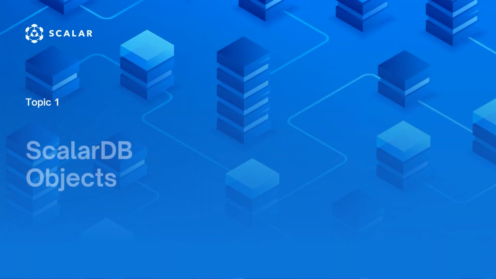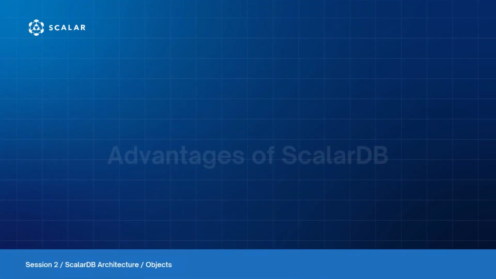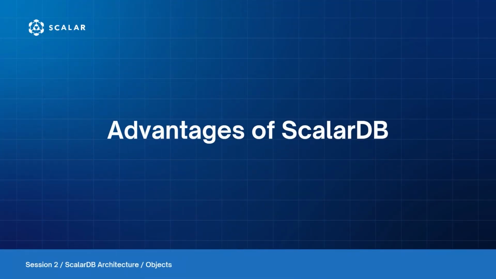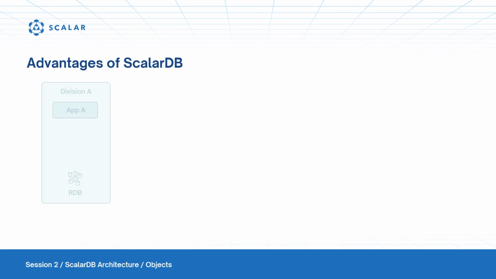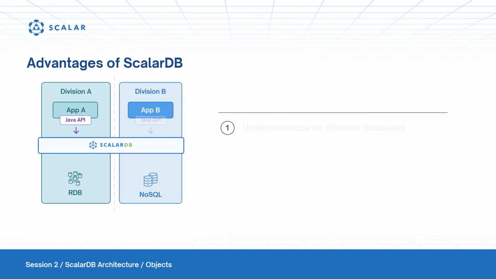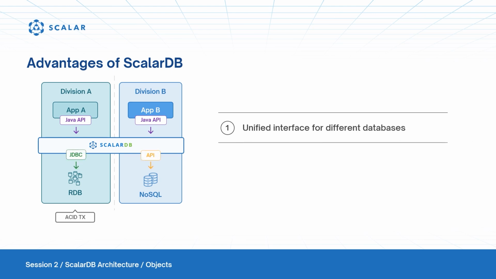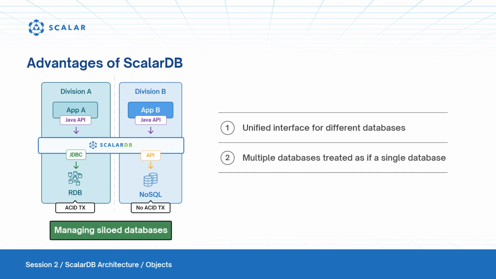Let us discuss ScalarDB objects. In the previous chapter, we discussed some key advantages of ScalarDB. Let us take a brief review of the scenarios where ScalarDB provides an edge. ScalarDB provides a unified interface for different databases. It allows multiple types of databases to be treated as if they were a single database. You can manage siloed databases efficiently.